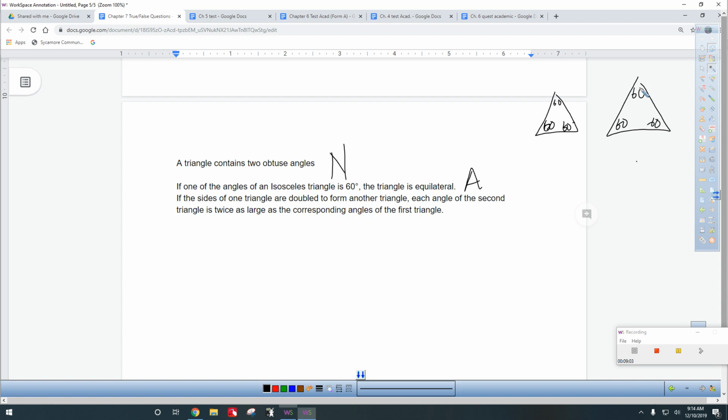If the sides of one triangle are doubled to form another triangle, each angle of the second triangle is twice as large as the... Never. Because then the triangle would go to 360. And it has to be 180. Boom.